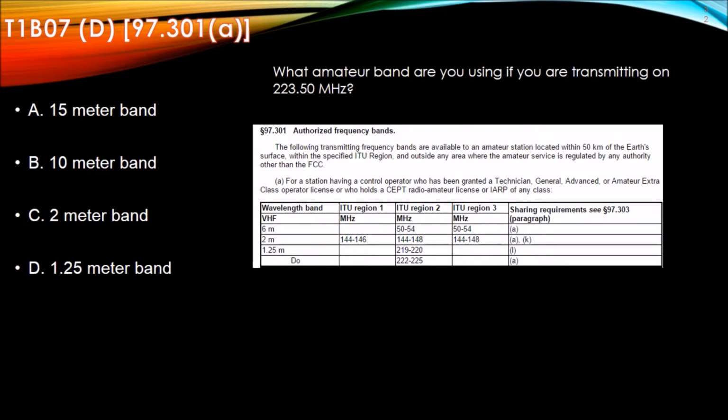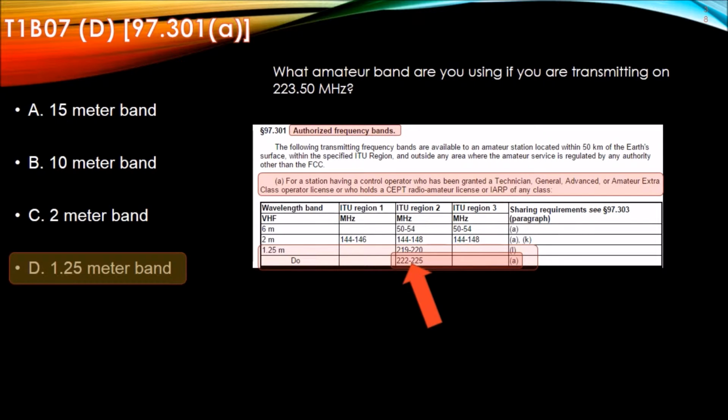And again, we're going to look at our authorized frequencies. And we can see the 1.25 meter band covers 219 through 220 and 222 through 225 megahertz. We're looking at section A, which covers the amateur radio service, and it would be 222.225 megahertz, which would make the answer to this question D, 1.25 meter band.